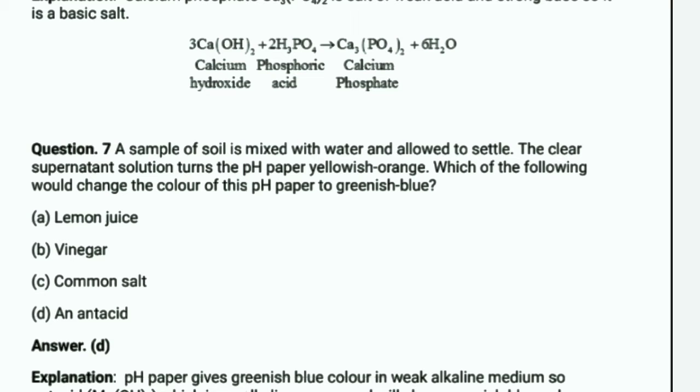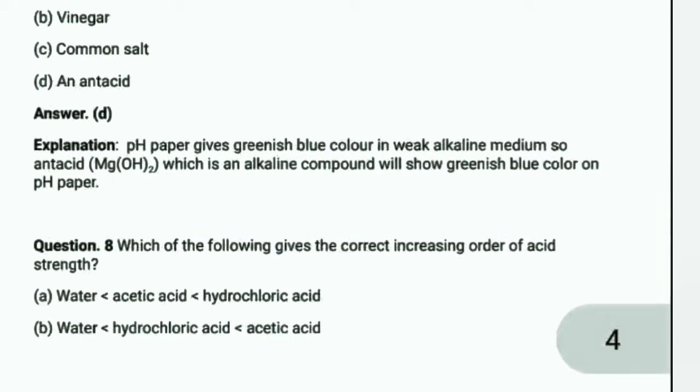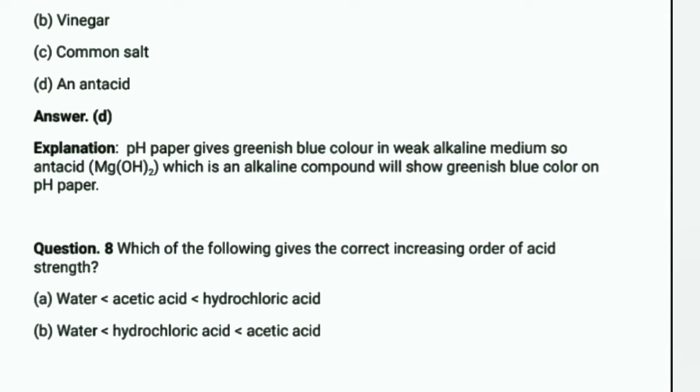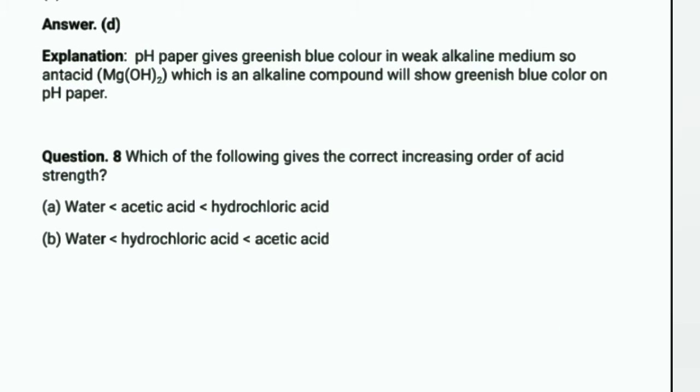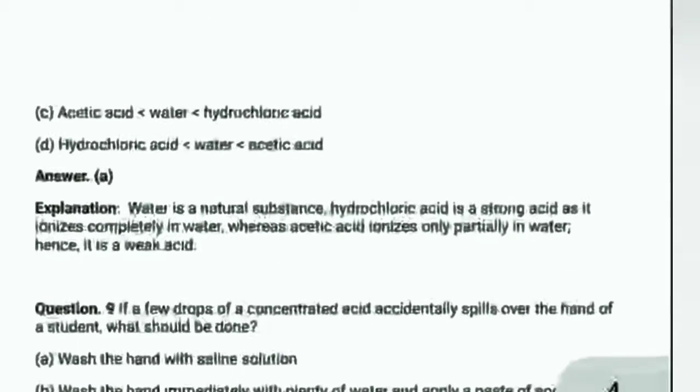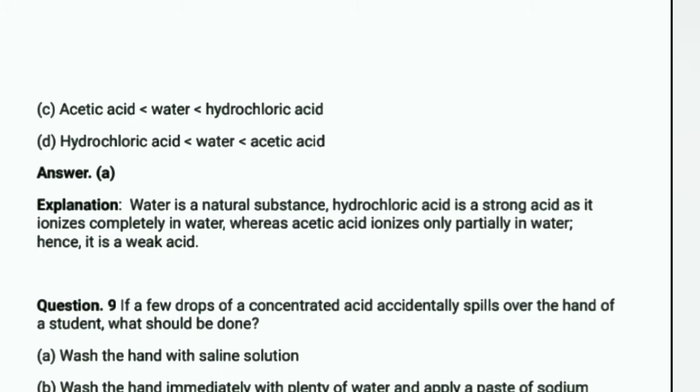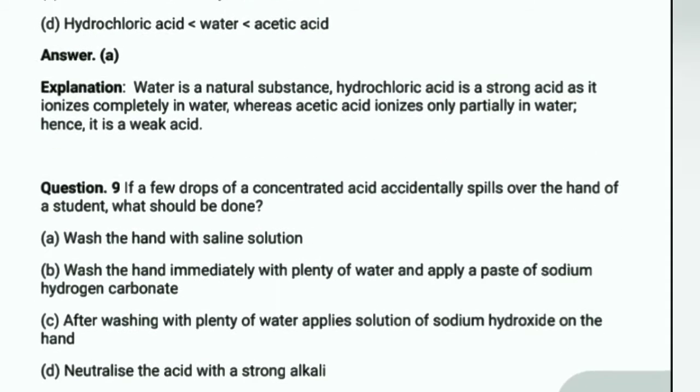An antacid. pH paper gives a greenish color in weak alkaline medium, so an antacid, which is an alkaline compound, shows greenish blue color on pH paper. Which of the following gives the correct increasing order of acid strength? Water, acetic acid and hydrochloric acid. A number. Explanation: Water is a neutral substance. Hydrochloric acid is a strong acid as it ionizes completely in water. Acetic acid ionizes only partially in water, hence it is a weak acid.